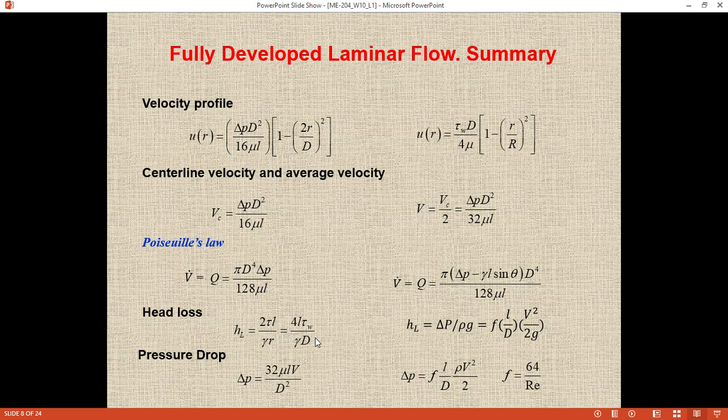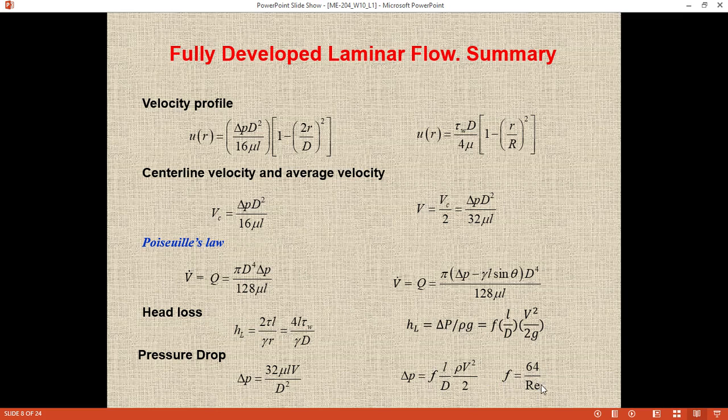The head loss equation is the same for the inclined pipe and the straight pipe. The only difference is delta P, so if you are calculating delta P, all the equations are going to be the same. Here F is the friction factor. For laminar flow, F is equal to 64 by Reynolds number. This we have derived from here.